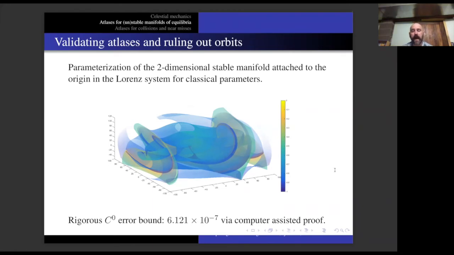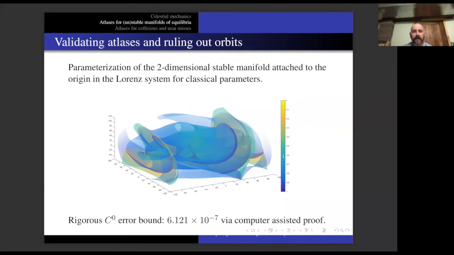If you have two atlases, you can not only search charts for intersections, you can also prove rigorously that you have no intersections, which means you can't have connecting orbits. And this is how we proved, for example, this theorem about having the shortest connecting orbit in this previous slide that I had. We rigorously computed these manifolds.